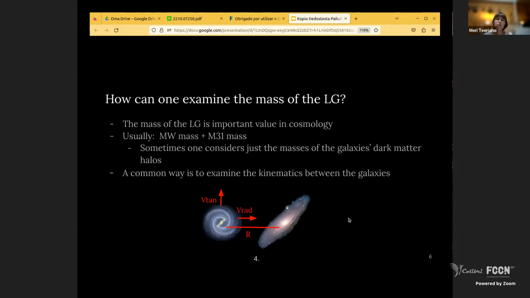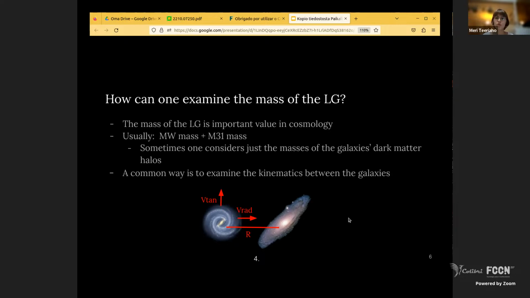So how can one examine the mass of the local group? First of all, the mass of the local group is a really important value in cosmology and astronomy. If we know the mass of our own galaxy group, we can learn more about other galaxy groups, and we can also examine whether the local group mass is congruent with the lambda CDM model.